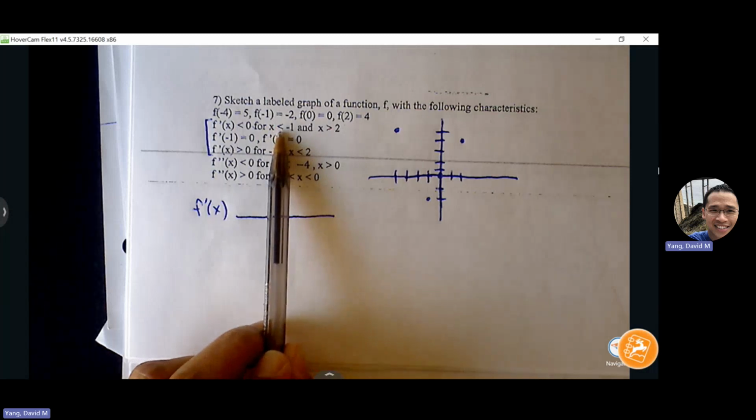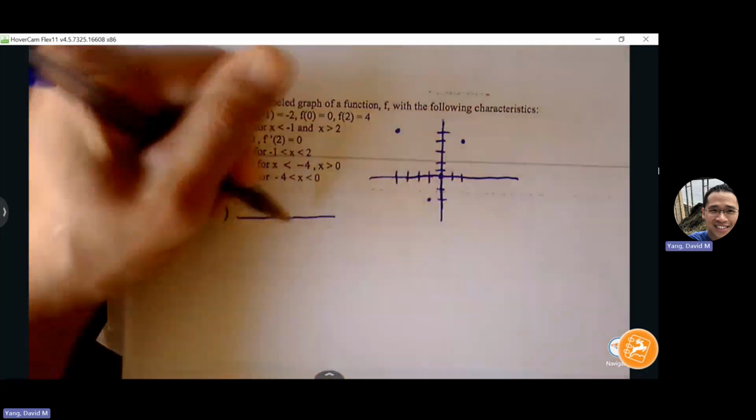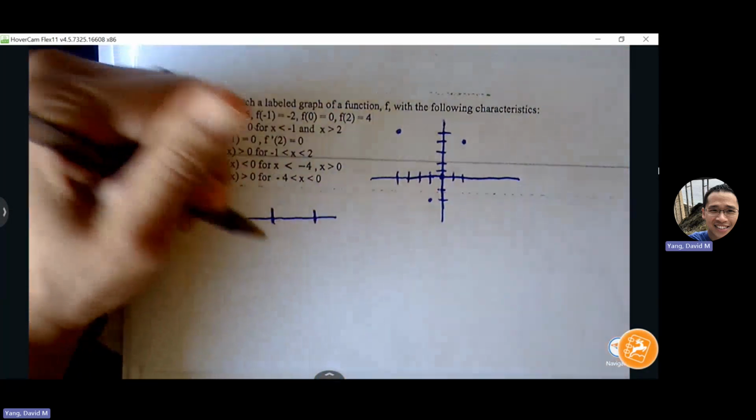Another way to say less than is to the left. So it's to the left of -1 and then to the right of 2. So you know these are critical points, right? Because these are boundaries that are helping us.